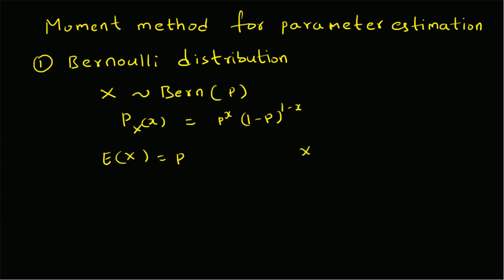Now from the sample values, that is given a set of n observations, the sample mean is given by 1 by n summation over i of x_i. So that is the sample mean, and this is the mean from the theory. Now the moment method basically states that we can equate them and estimate the unknown parameter. So here p becomes the sample mean, that is we can estimate the value of p by using the sample mean, which is nothing but the arithmetic average.